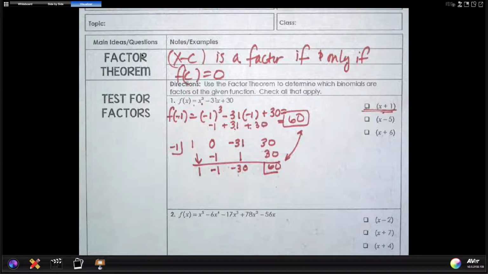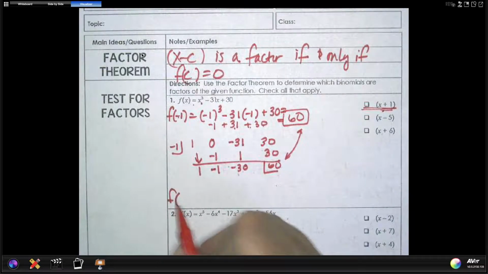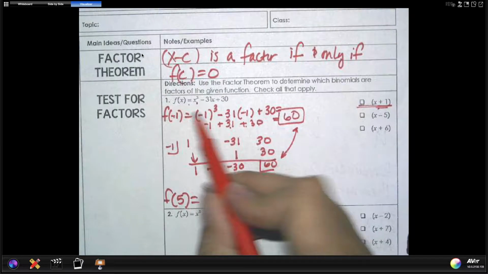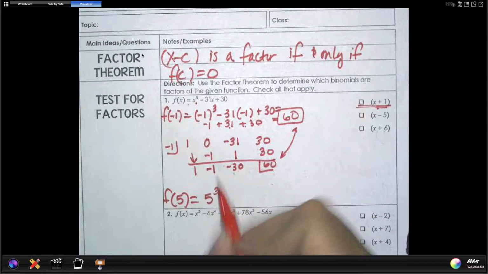So let's go to x minus 5. All right, so let's go ahead and, do you want to do synthetic division or do you want to plug it in? Okay, so let's plug in. Let's find f of 5. So I'm going to plug in 5 here. It's not negative, so I really don't need to put in parentheses.